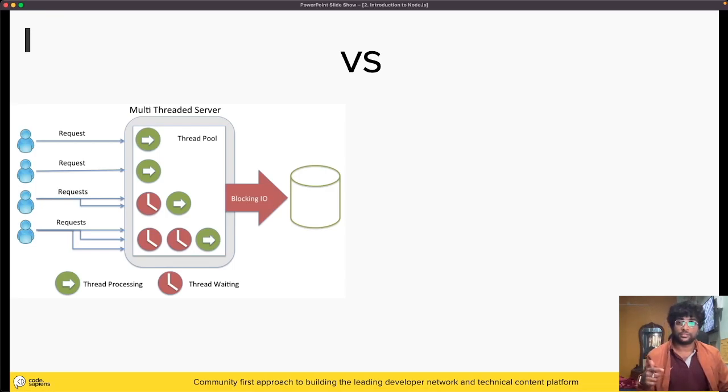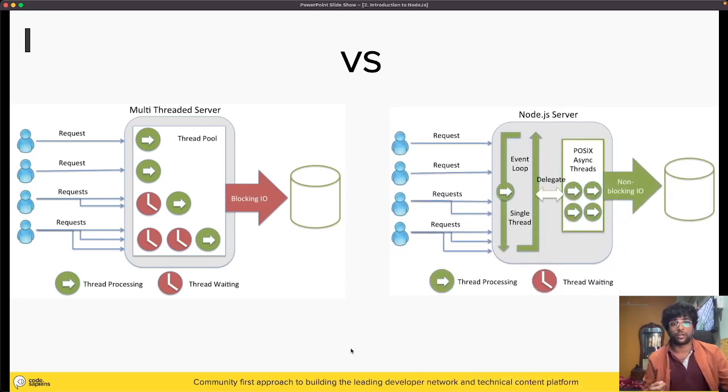That thought process gave us a new solution, where a Google engineer leveraged the power of JavaScript by developing a new runtime environment for JavaScript on the backend side, which is very good at handling millions of requests at a single time. So multi-threaded servers are not really good at handling millions of requests, but a Node.js server can actually help you handle millions of requests, even though it is a single-threaded programming language, right?